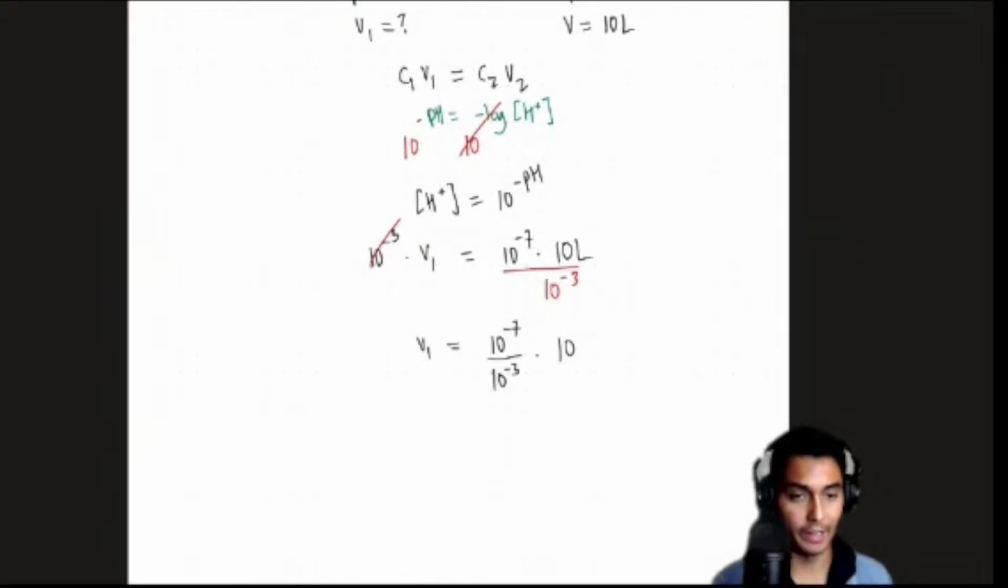School feels real optional right now. It does, doesn't it? So we're going to need 1 milliliter of the acidic solution to neutralize into a 10 liter solution. That's going to give you some idea about concentration.